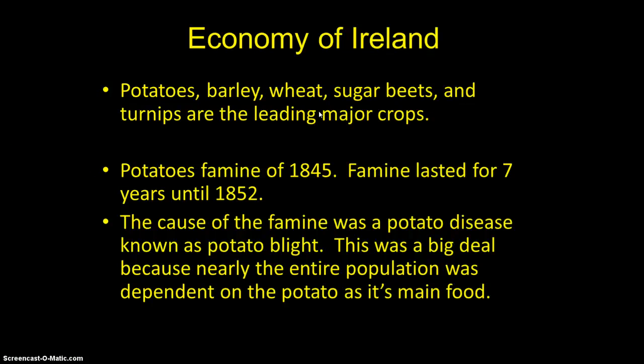The potato famine of 1845 lasted for about 7 years, until 1852. What caused it was a potato disease known as potato blight. This was a pretty big deal because nearly the entire population was dependent on the potato as its main food. The potato has so many vitamins and nutrients, and when they started to go rotten, the potato blight literally turned them a blackish, purplish color. So when you dug up the potatoes, they were all mushy and you couldn't even use them.